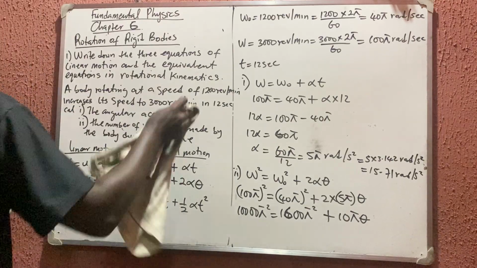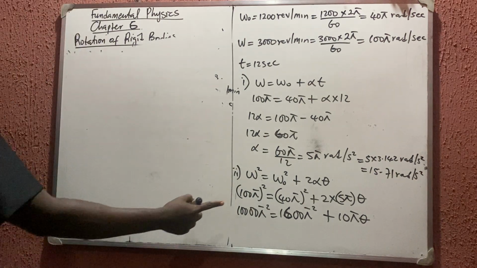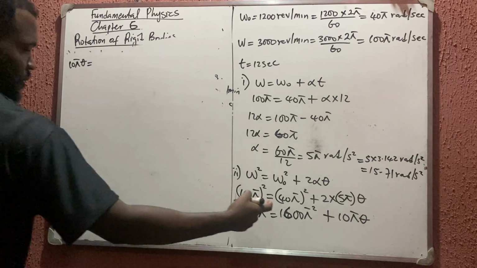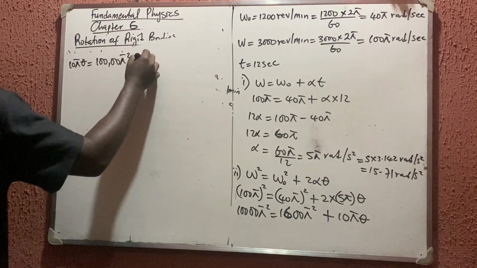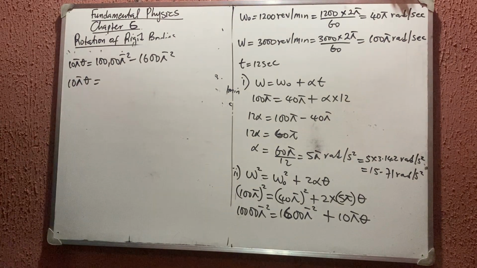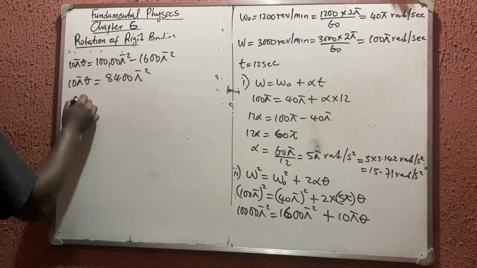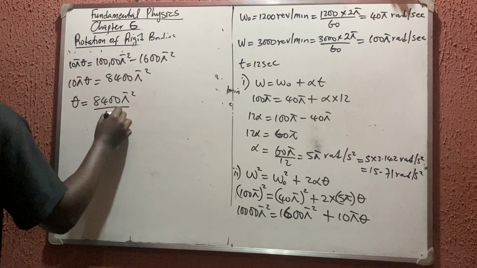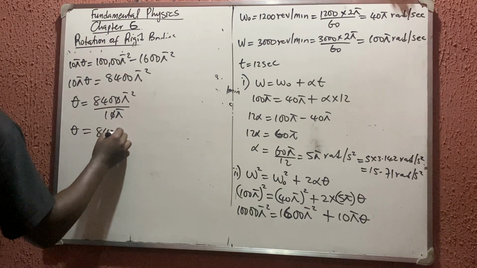Okay, this one can now come here. So permit me to clean here because I'm done with this question. So I'm now having that 10 pi theta is equal to 100 pi squared minus 1600 pi squared. So therefore 10 pi theta is equal to this minus this, which will give you 8400 pi squared. So therefore my theta will be 8400 pi squared divided by 10 pi. So I'm left with theta equal to 840 pi.